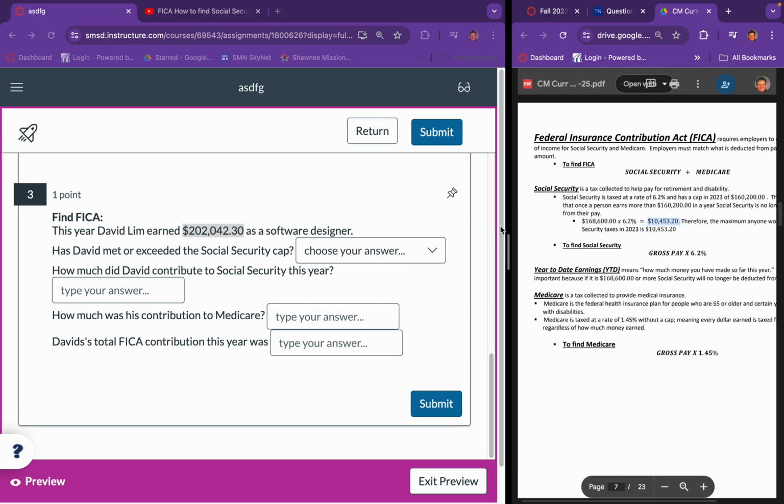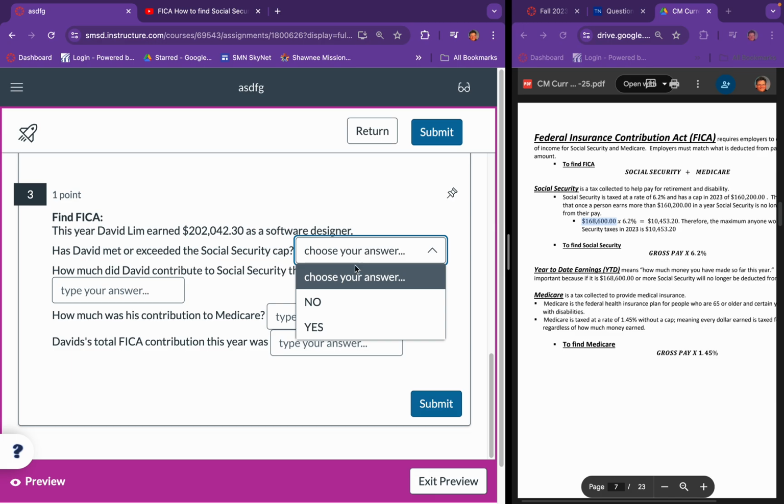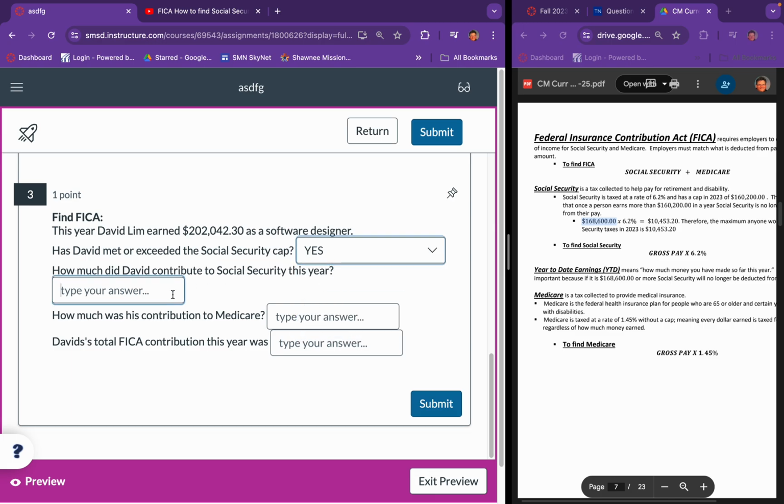So let's look at this. So the question is, is $202,000 more than $168,600? Is what David earned more than the cap? And the answer to that question is yes. And if the answer to that question is yes, the answer to what did he put into Social Security is this number. So do not do the math.